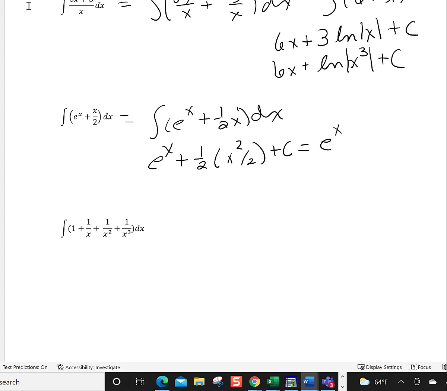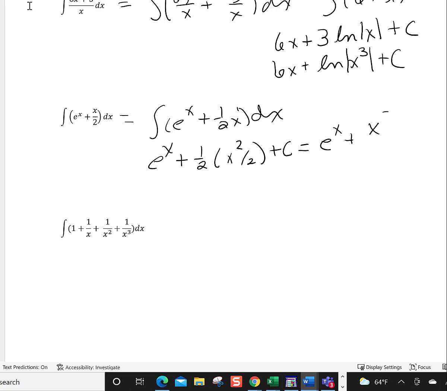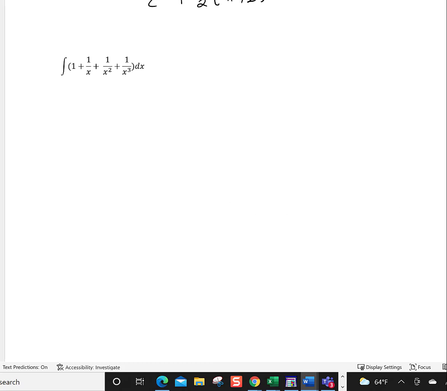So I have e to the x. The half with the x squared over 2, we can make that x squared over 4 plus c. Now let's check out this 1 plus 1 over x plus 1 over x squared plus 1 over x cubed. Again, a rewrite will help us.